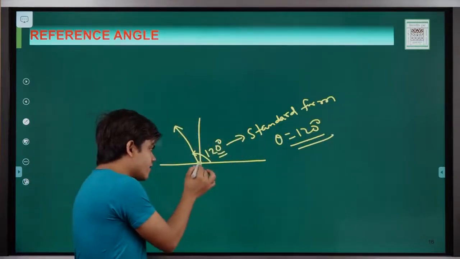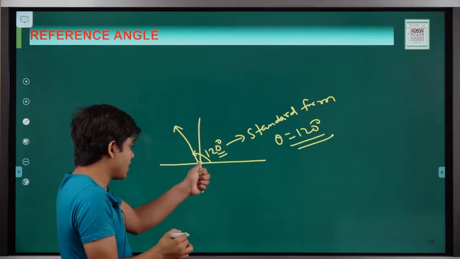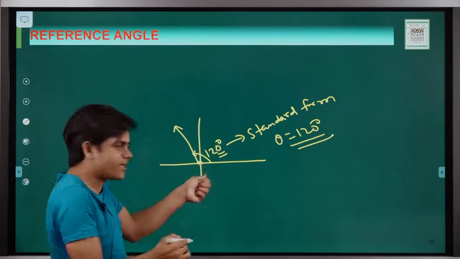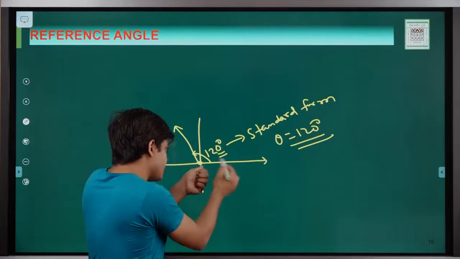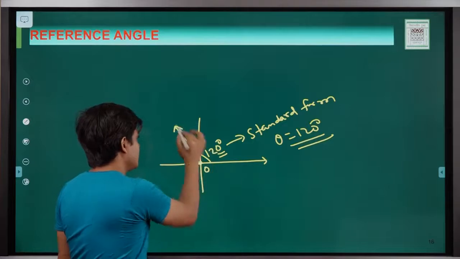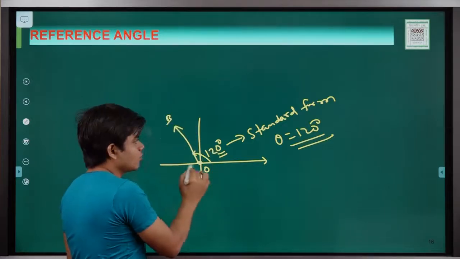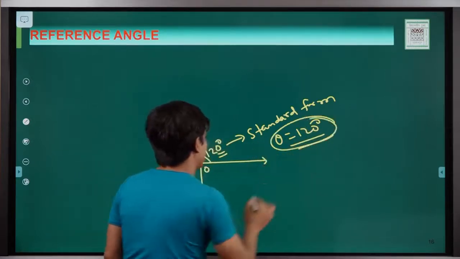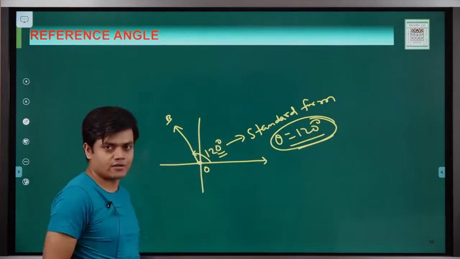What do you mean by angle in standard form? It means we are fixing our thumb over the origin and then we are seeing the measurement from the x-axis, and this is the terminal side. Okay. So now the angle is 120 degree in its standard form.